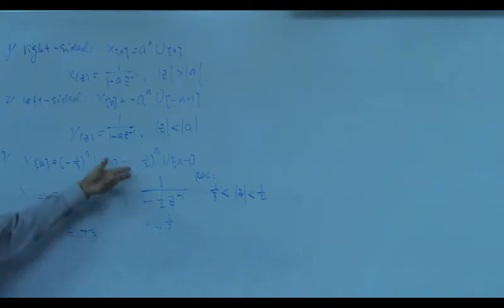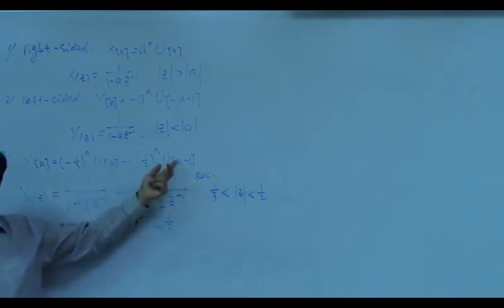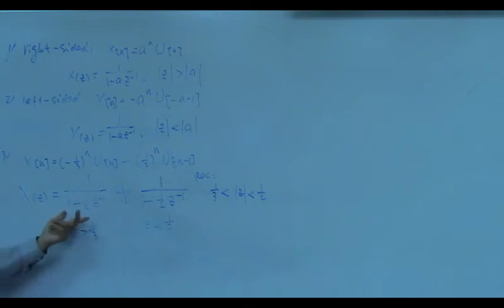This one is positive here. So if there's a negative sign here, positive sign here, and this one changed to negative n minus 1, this one changed to positive n, then we are going to have exactly the same result here, but the region of convergence will be... what's the region of convergence in that case? It will be greater than 1/2 and less than 1/3.